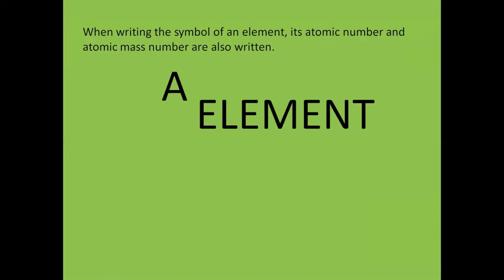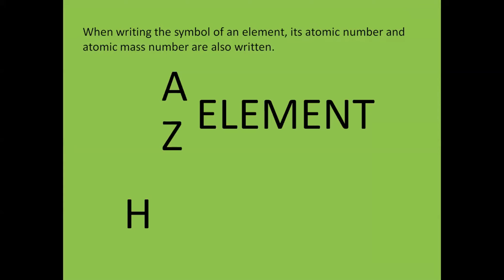Then the atomic mass number, because the alphabet A has come, which says atomic mass number, will be represented at the top, and the Z, which represents atomic number, will be written at the base. This is the conventional symbol of writing any element. You will understand this when I give you an example.